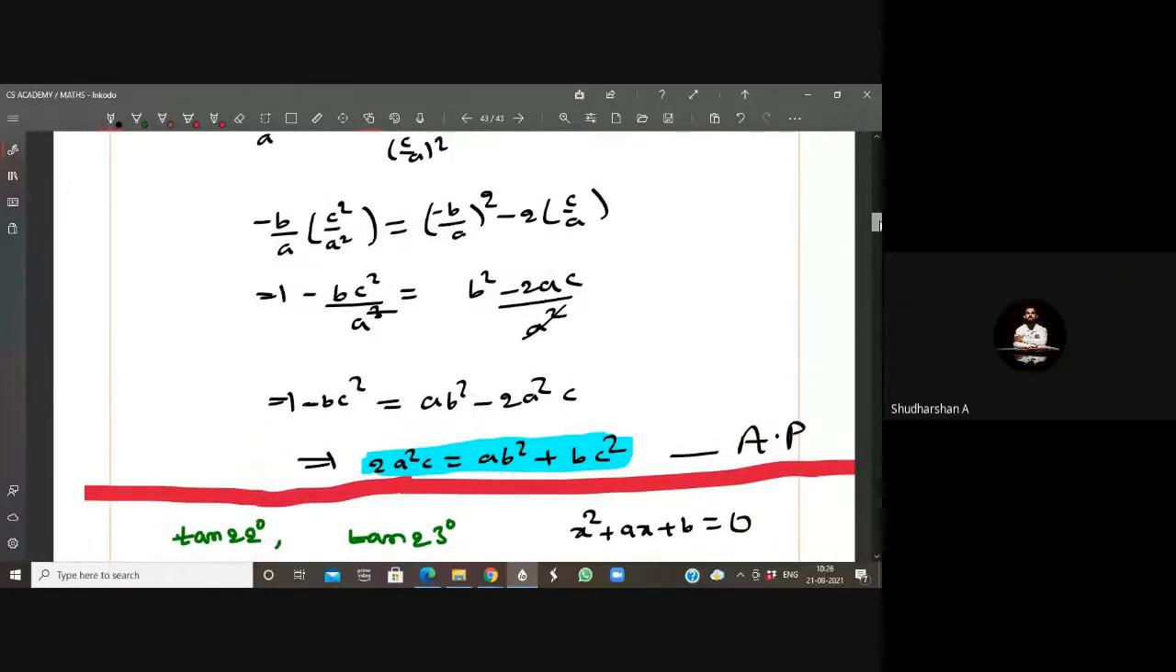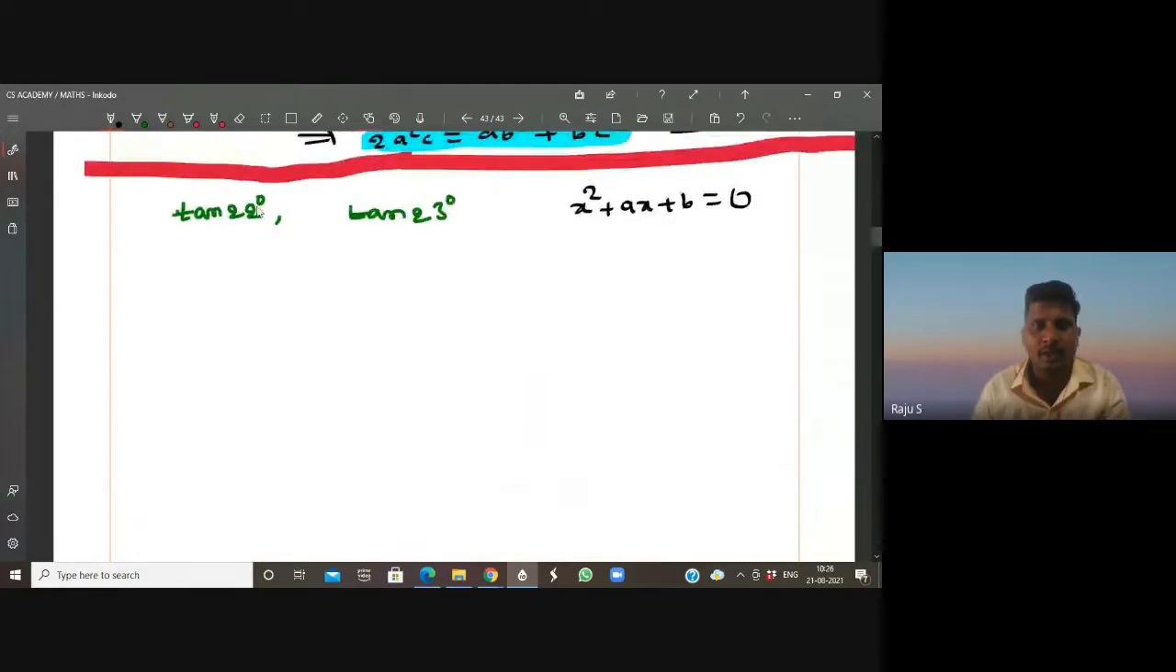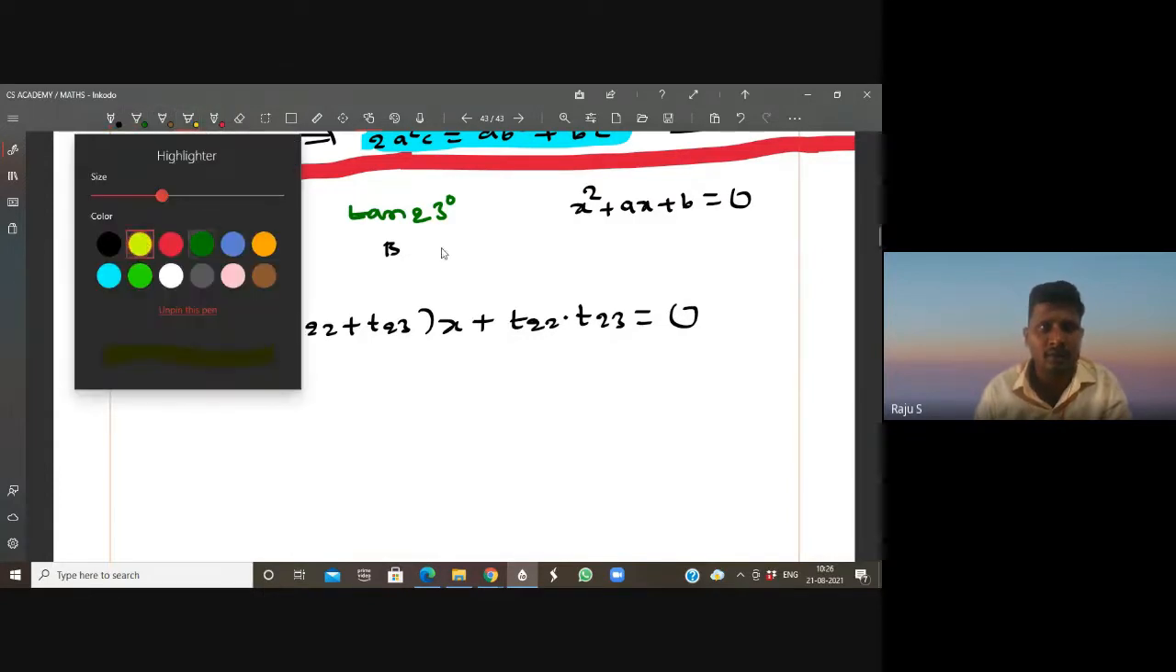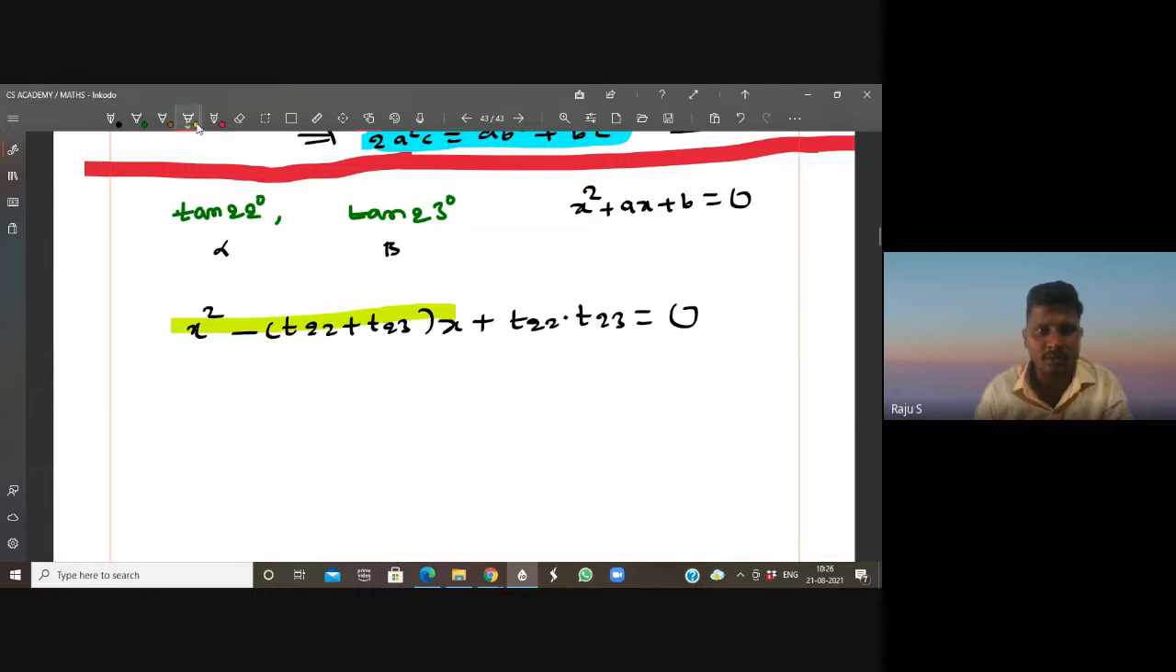Right, Amma. So in this question, clearly they have given these are the two roots. Fine. When tan 22 and tan 23 are the roots, then what is the quadratic equation? x square minus (alpha plus beta, that is tan 22 plus tan 23) into x plus alpha into beta, tan 22 into tan 23, is equal to 0. This is the required quadratic equation, but we need to find the sum of these two values and the product of the two values, right?